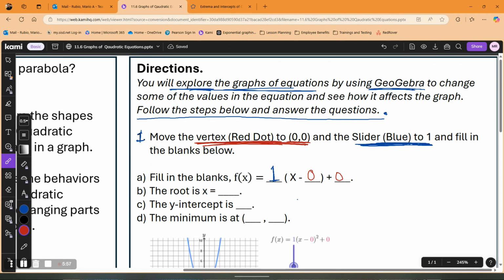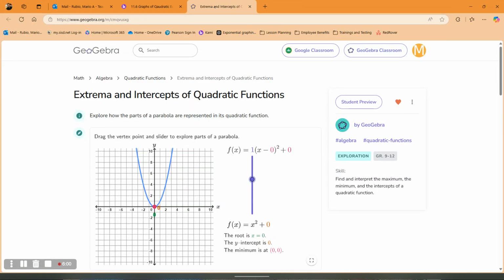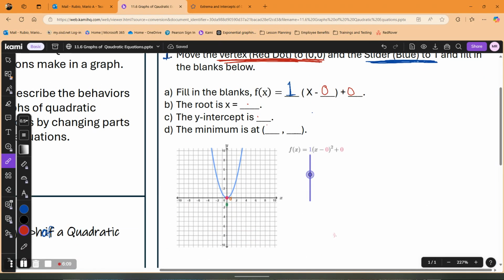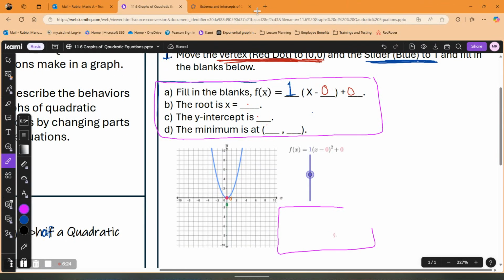And you'll see on the bottom here, it's going to show you some more stuff, okay? The equation, the root is, the y-intercept is, the minimum is. You're going to continue to fill in these blanks, okay? The information that you need to fill this in will be right here on your screen. I blanked it out here because I want you guys to play with this in GeoGebra, not just copy the answers from the screenshot.